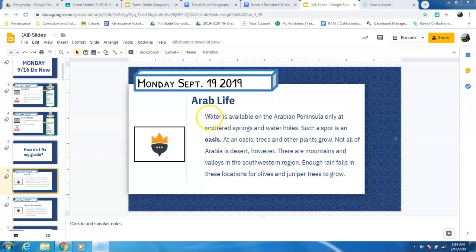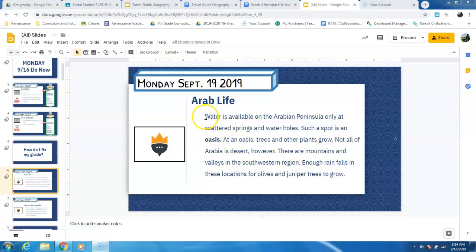And here's the text. Water is available on the Arabian Peninsula only at scattered springs and water holes. Such a spot is an oasis. At an oasis, trees and other plants grow. Not all of Arabia is a desert, however, there are mountains and valleys in the southwestern region. Enough rain falls in these locations for olives and juniper trees to grow.